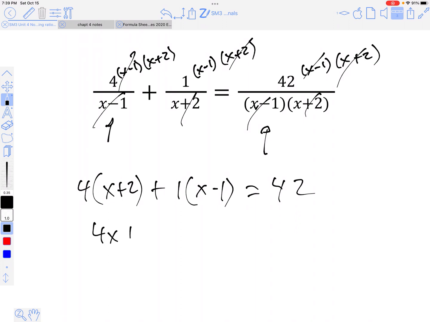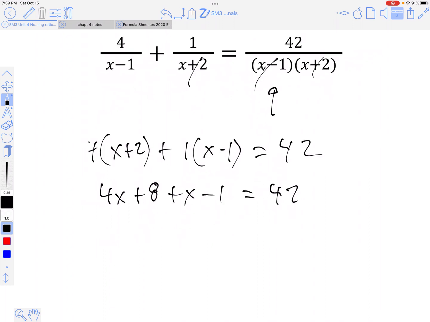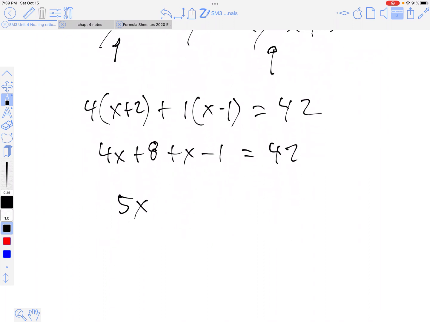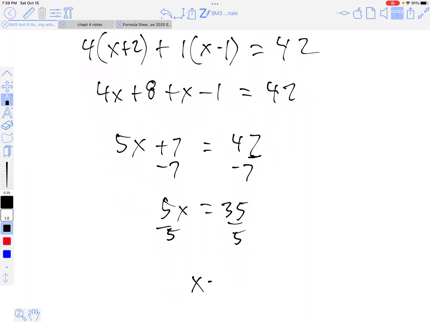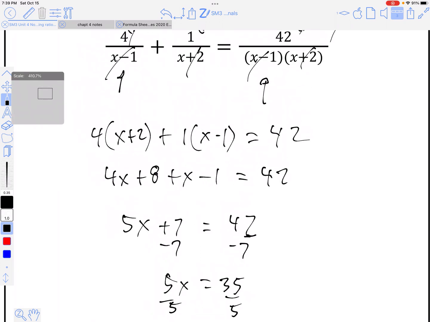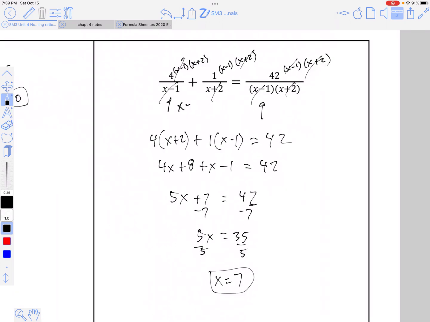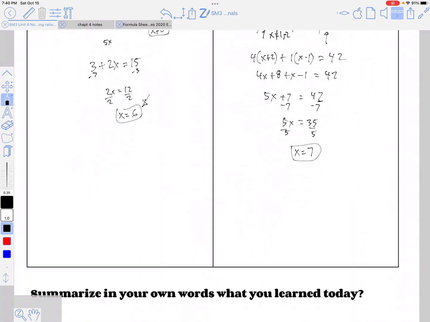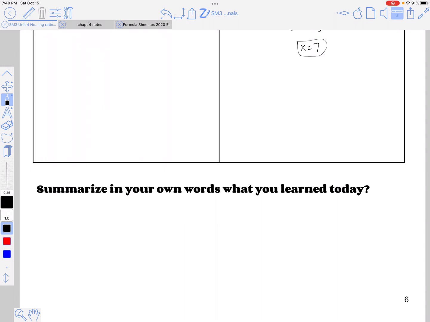So I have 4x plus 8 plus x minus 1 equals 42. And we get 5x plus 7 equals 42 minus 7. Oh, that's a 2, not a 7. So 5x equals 35. Divide by 5. x equals 7. Now check your excluded values. x cannot be 1 or negative 2, which is not a problem. So 7 is our solution.